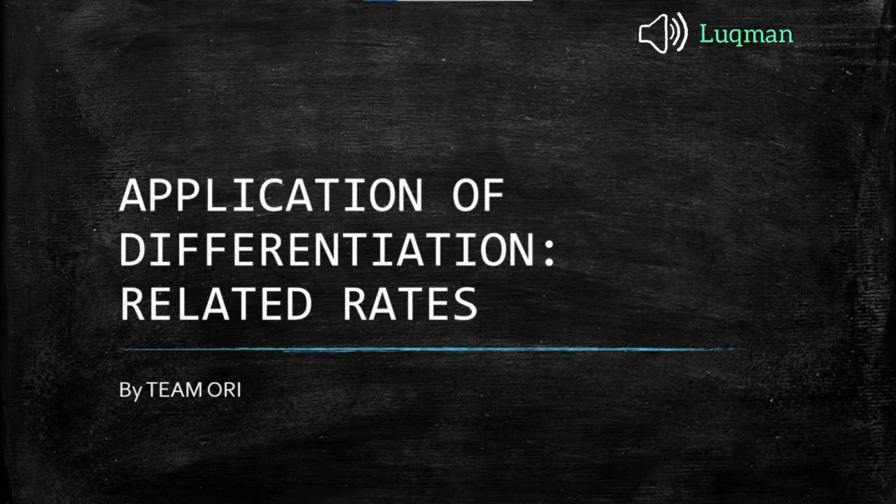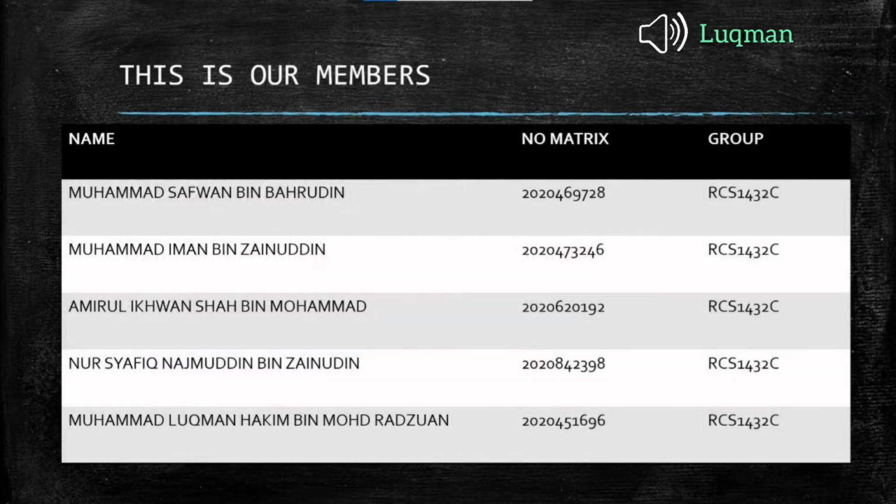The big title for this assignment is Application of Differentiation and more specifically is Related Rates. Our group name is Team ORI. We consist of 5 members.